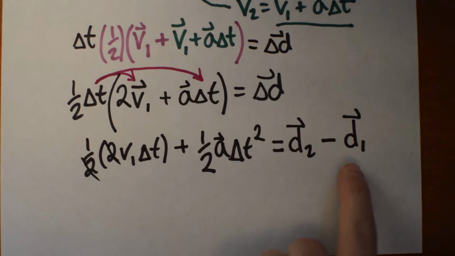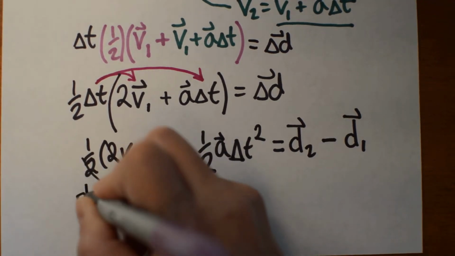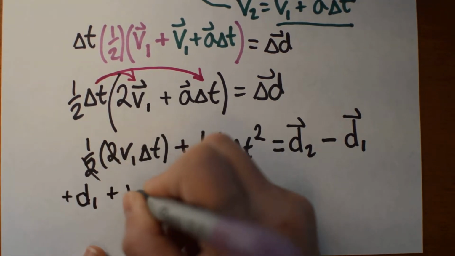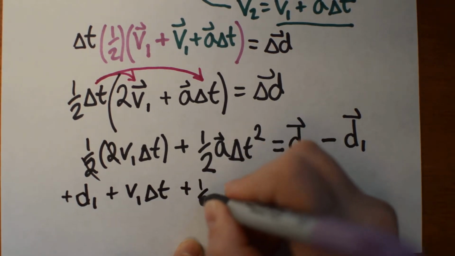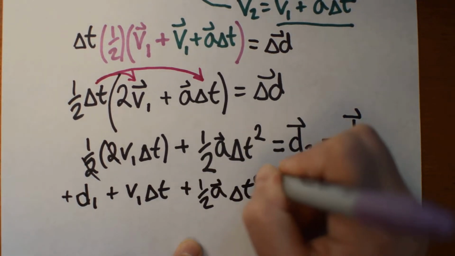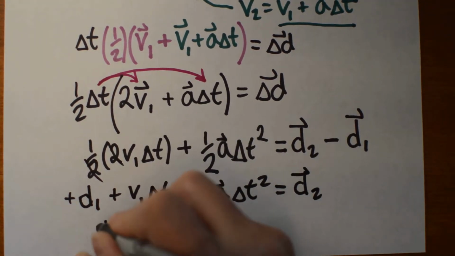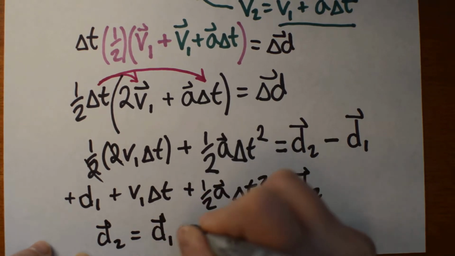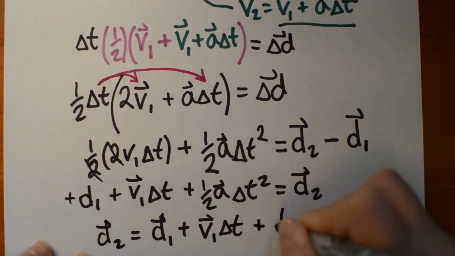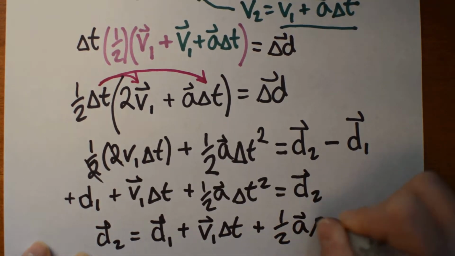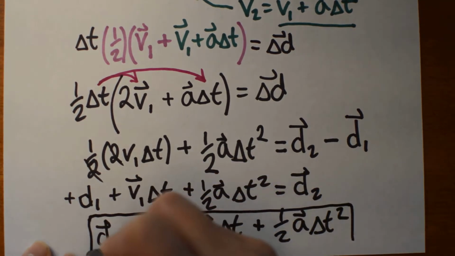The other thing I'm going to do is move this negative d1 to the other side. So I'll get positive d1 on this side, plus my v1 delta t, so the half and the 2 canceled, plus my half a delta t squared, and that all equals d2. And then just rewrite it forward. So I get d2 is d1 plus v1 delta t plus a half times the acceleration times delta t squared. And that is my second kinematics equation right there.